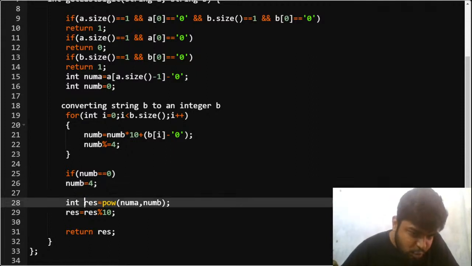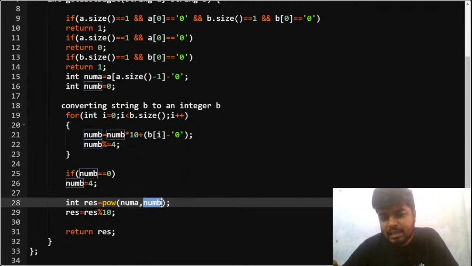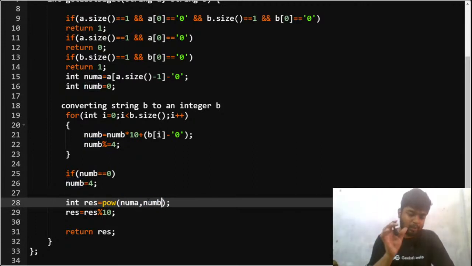After that, you simply use the power function and return num a, which is my last digit, to the power of num b. That is a to the power b that you have to calculate. So num a is my last digit of a, and num b is the power between 1 to 4.